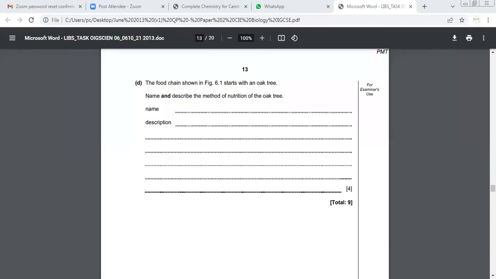Okay, the food chain shown in figure 6.1 starts with an oak tree. Name and describe the method of nutrition of the oak tree. Photosynthesis. Okay, then after this the description.